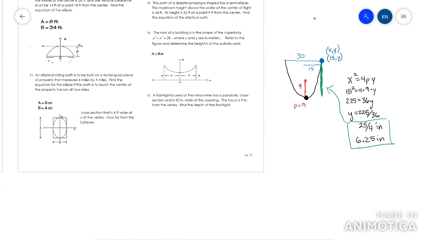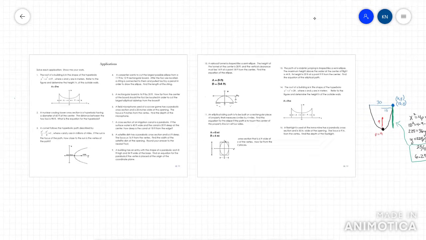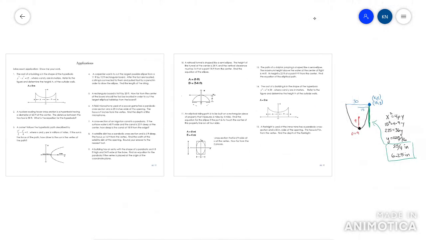So, all right, there you have it. Those are how you apply parabolas and ellipses and hyperbolas into word problems. So I hope this video helped.